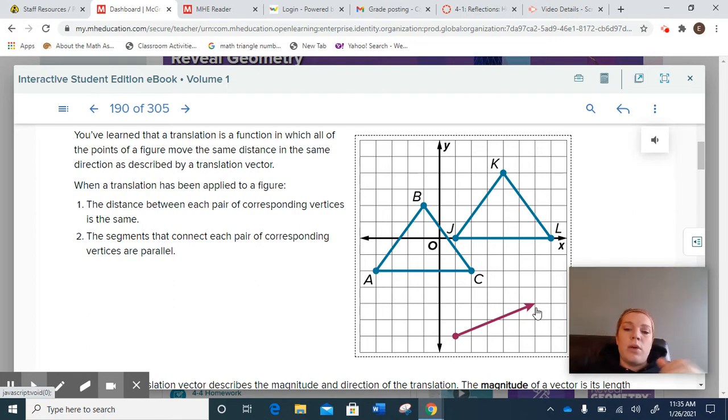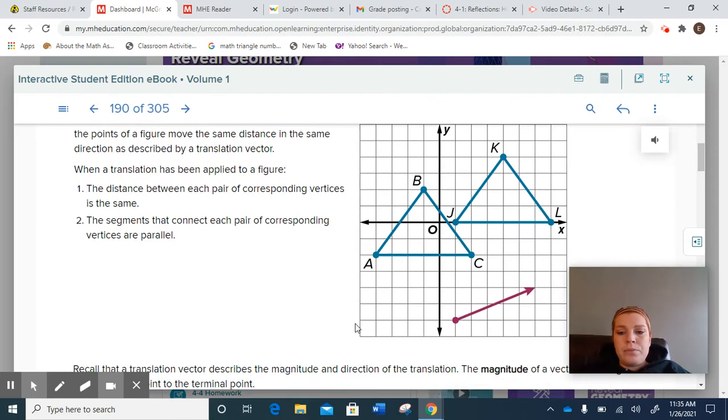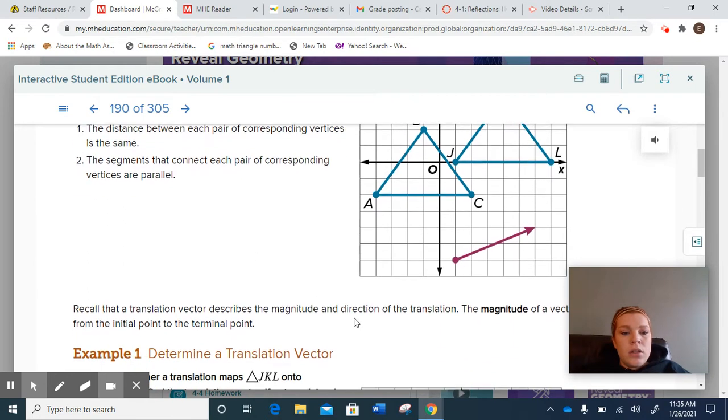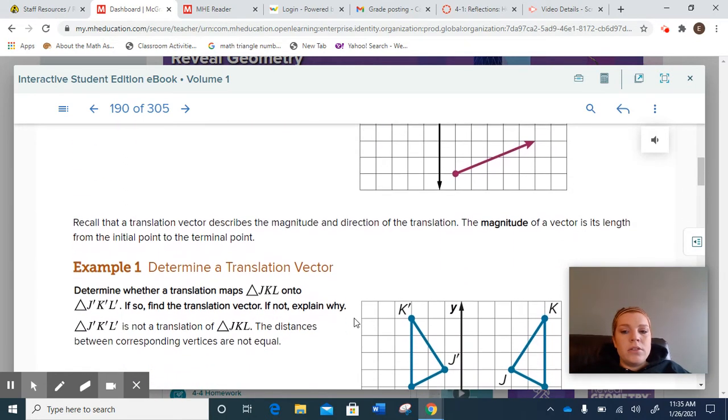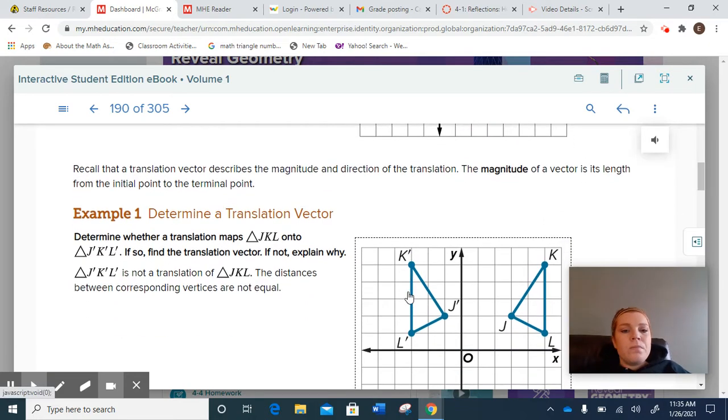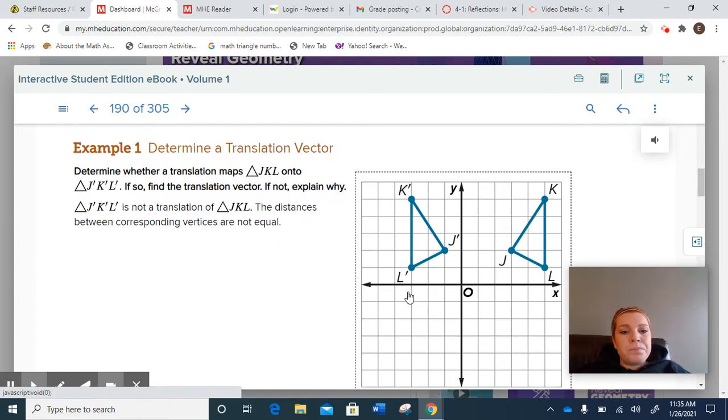So you could count each point over 5 to the right and then up 2 and then get your new image. Okay. Magnitude refers to the length of this vector, and there's a formula that goes with it as well. So let's jump to example 1.